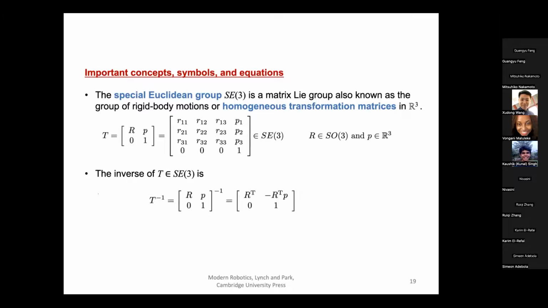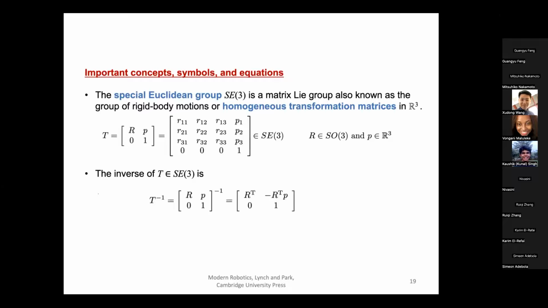SE, it's in honor of Euclid. Euclidean movements are rigid body motions. What is S? S is special. Can somebody guess why? What is the S for? The S is because we want to remind you that the determinant is +1. Okay. So it's a determinant +1 setup.